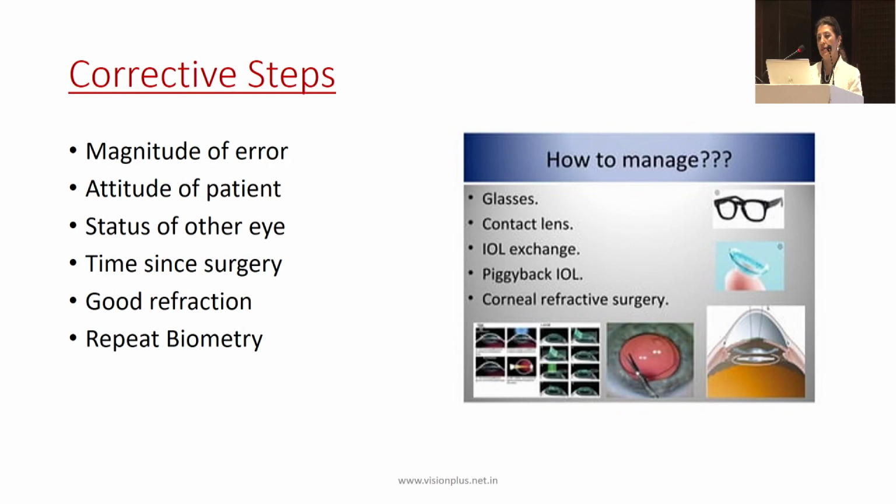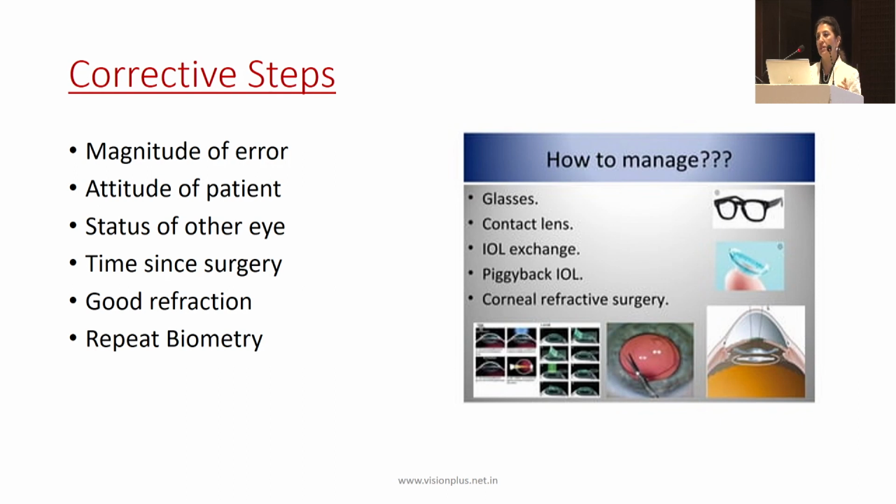So corrective steps should be taken depending on the magnitude of the error, the attitude of the patient. Patient could be happy, you could be unhappy. I remember I had one toric patient. I was unhappy because the patient had an error around 1 diopter. I corrected it, but the patient was still unhappy. Although the post-op refraction was better to my satisfaction, the patient felt that no, whatever was done the first time was comfortable.